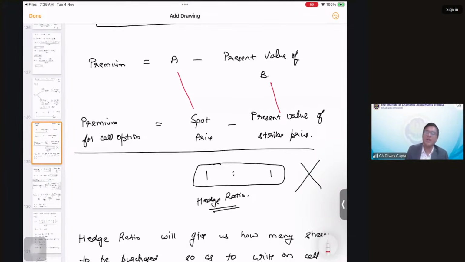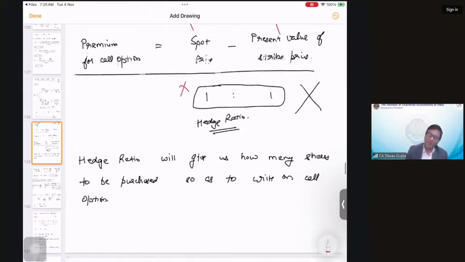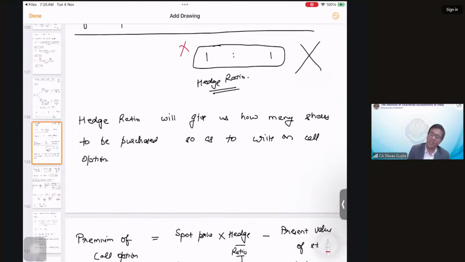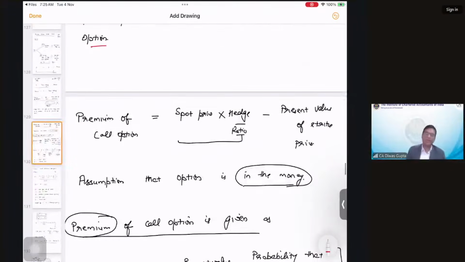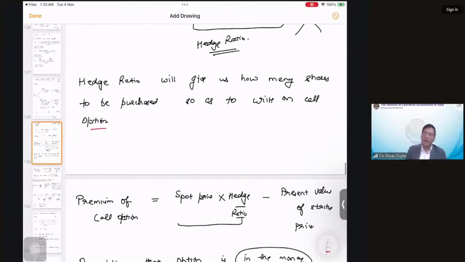Now here we students are taking a very inherent assumption which will be wrong, that one share for one option, which cannot be the case. This is never the case. It will be 0.5 shares for one option or two. Now for that we'll have to calculate the hedge ratio. The hedge ratio will give us how many shares to be purchased to write one call option, students.